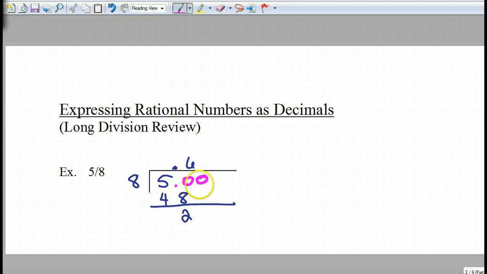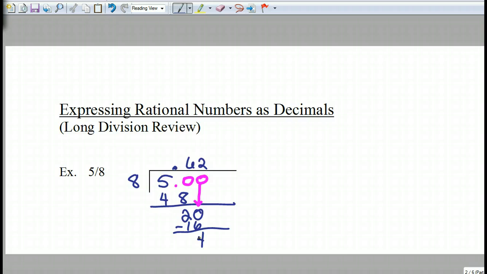Right here. And I'm going to bring that 0 down to this. Okay, 8 goes into 20 how many times? Twice. So 2 times 8, 16. Subtract that. We have 4.